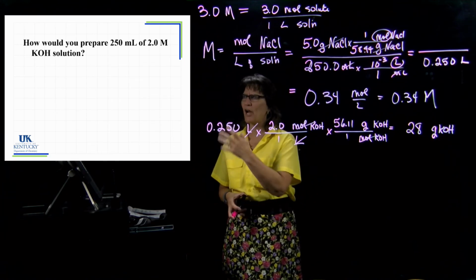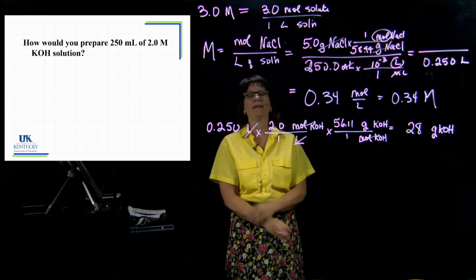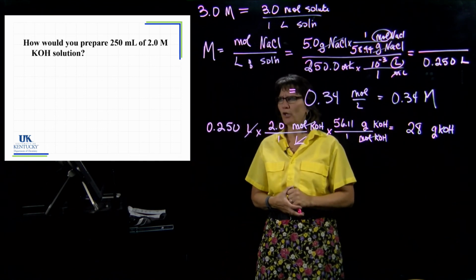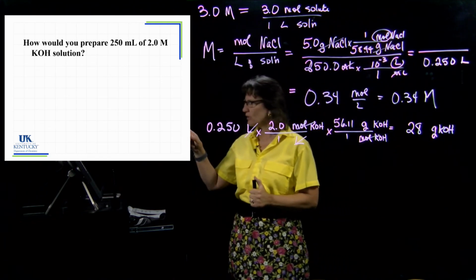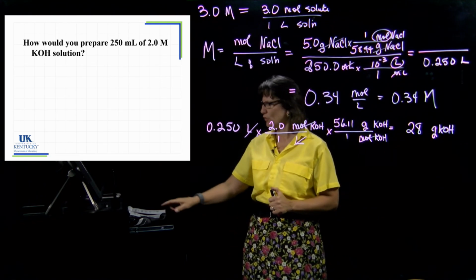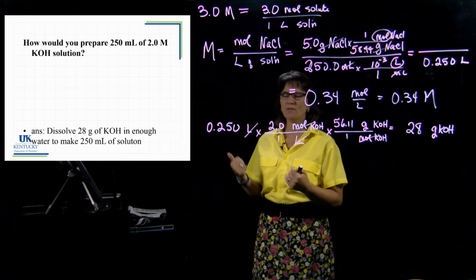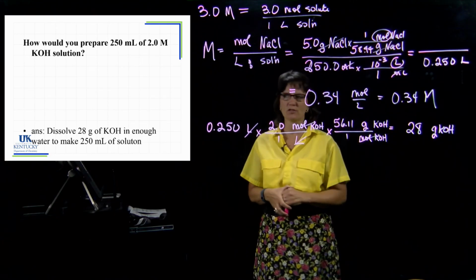Now the question says, how are you going to prepare your solution? So you wouldn't just say the answer is 28 grams. That doesn't tell you how to prepare your solution. You're going to take that 28 grams, and what are you going to do? Well, you're going to add water until you make enough to make 250 milliliters of solution. So how would we say that? Here it is. We would dissolve 28 grams of the KOH in enough water to make 250 milliliters of solution.